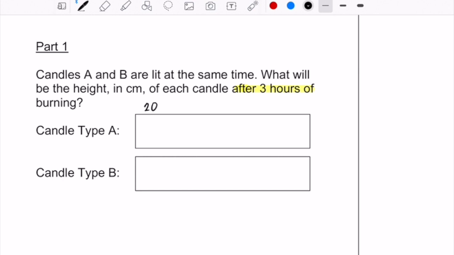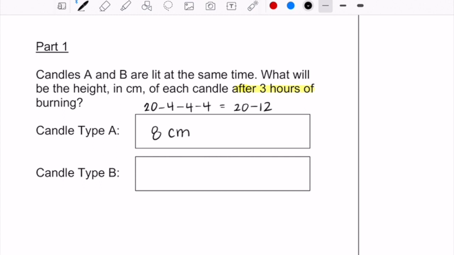Candle A starts at 20 centimeters. They want to know what the height would be after 3 hours. So after 1 hour, it goes down by 4. After a second hour, it goes down by another 4. And then after a third hour, it would go down by another 4. And so 20 minus 4 minus 4 minus 4 would be the same thing as 20 minus 12. And so candle A would be 8 centimeters tall after burning for 3 hours.